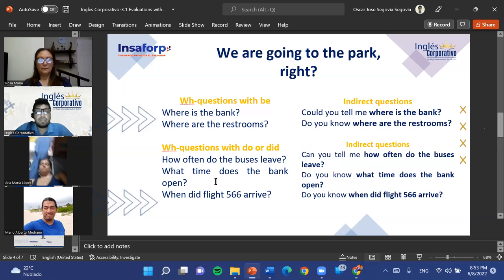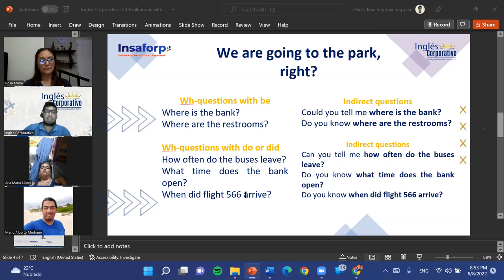How often do the buses leave? ¿Sí? Estas son preguntas un poquito menos fuertes, porque cuando utilizamos el do, son un poquito menos fuertes, pero siempre son preguntas directas, siempre son preguntas que a alguna persona la pueden cachar, como dicen en inglés, off guard, o sea, con la guardia baja, ¿sí?, off guard.